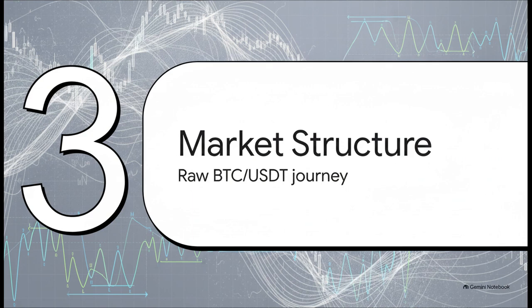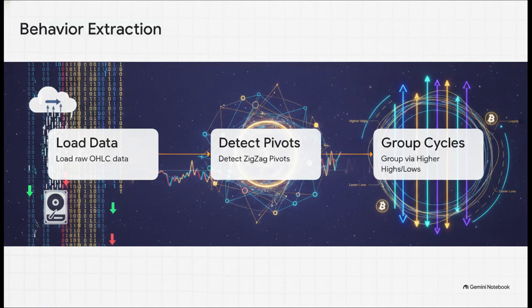So, let's get into Section 3, extracting market structure, and follow the actual journey of a raw BTC/USDT data point. The reproducible Python pipeline executes 3 strict steps. First, it loads that raw tab-separated data. We're talking date, time, open, high, low, close, tick volume, and spread, used exactly as provided. Next, it runs a zigzag-style alternating pivot detector. And finally, it groups those pivots into cycles based on structural breaks. It's the raw, unfiltered truth of the market.